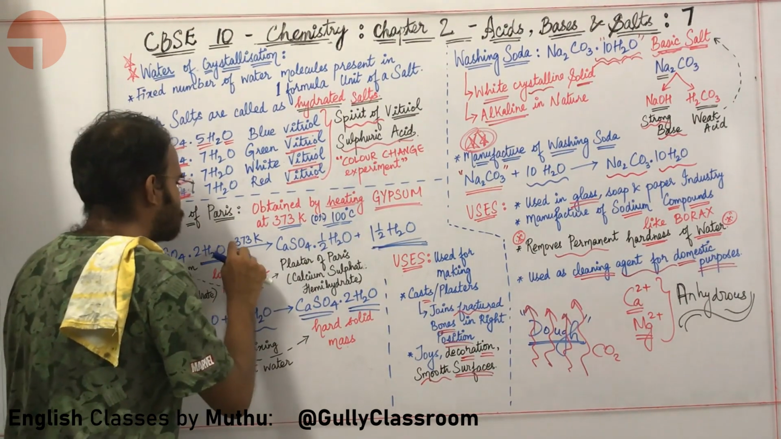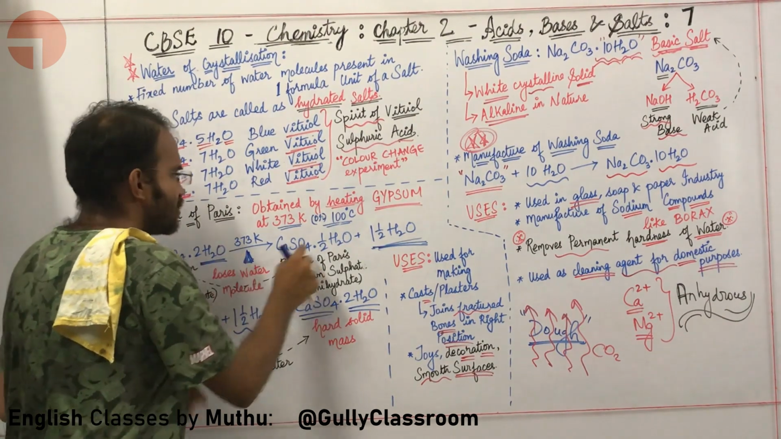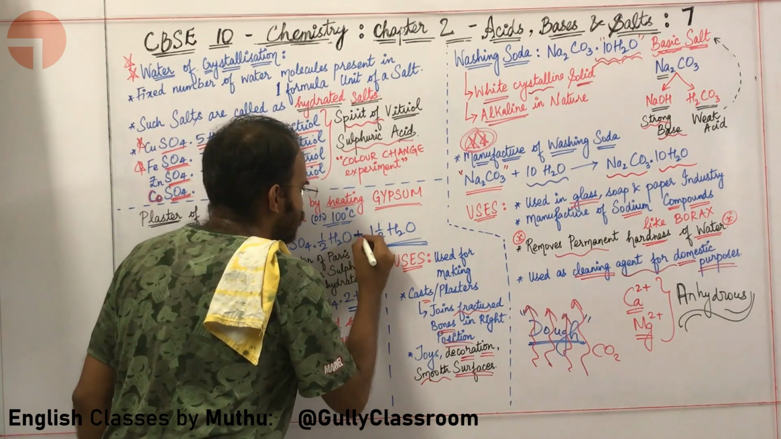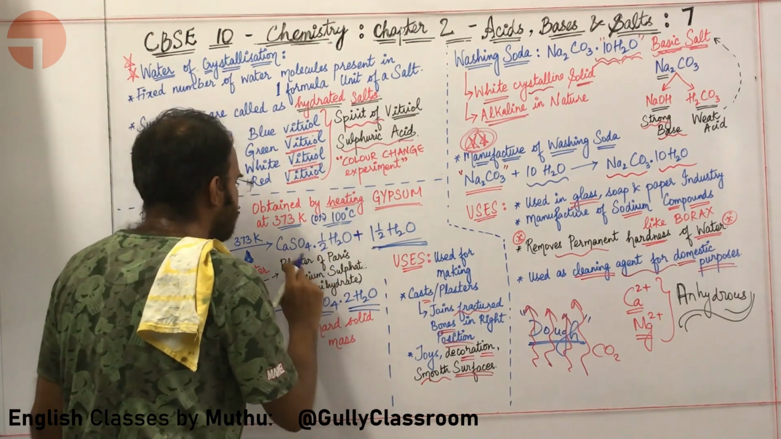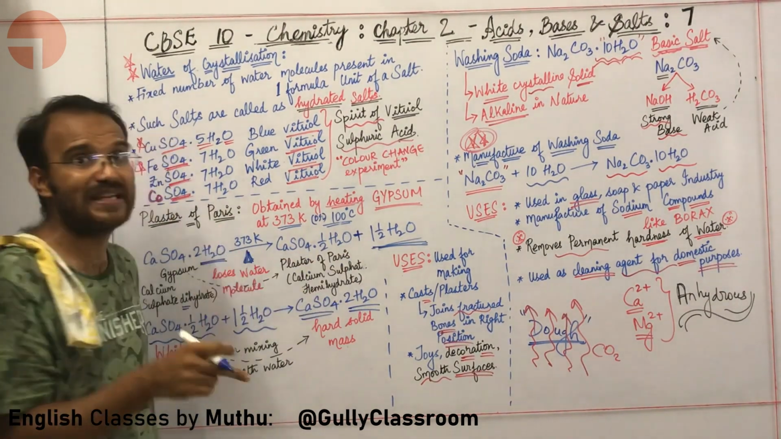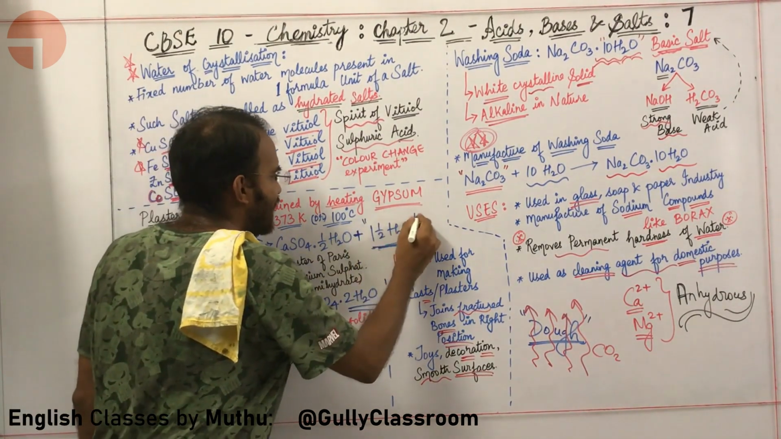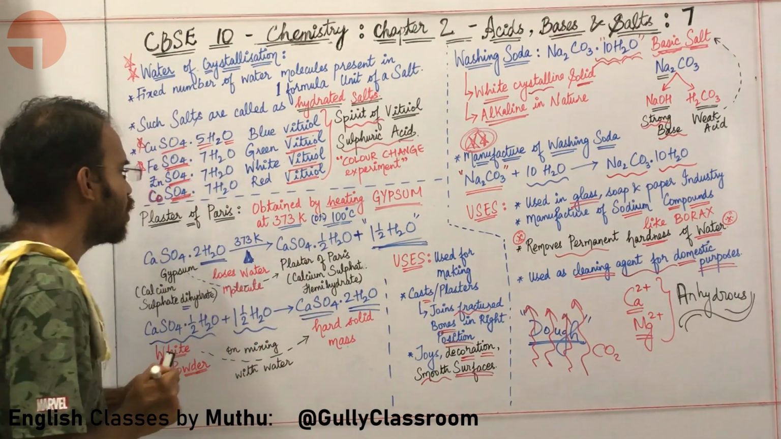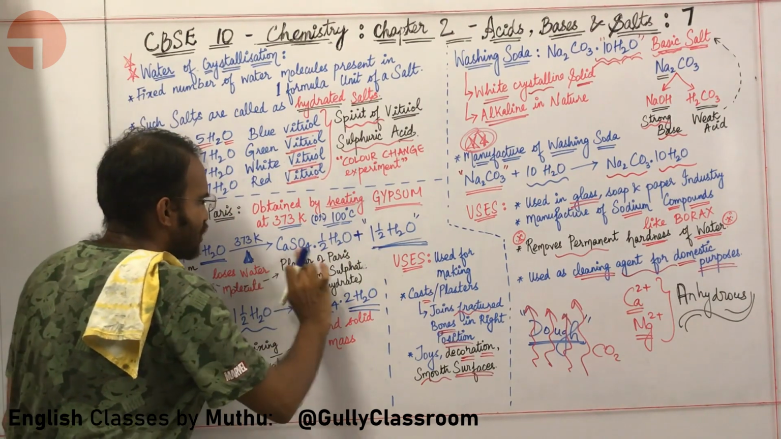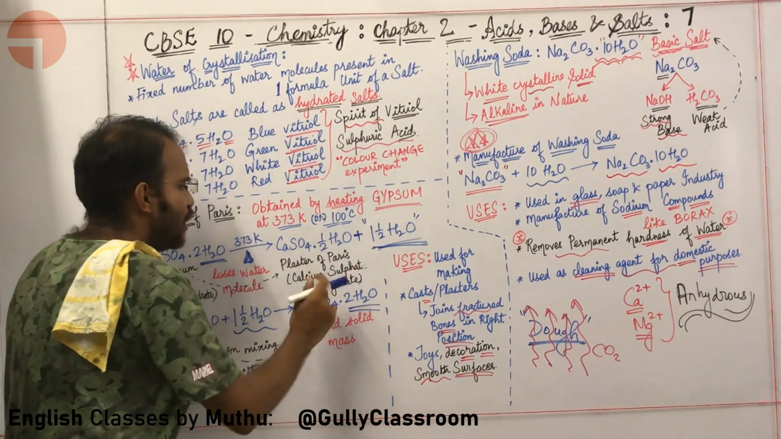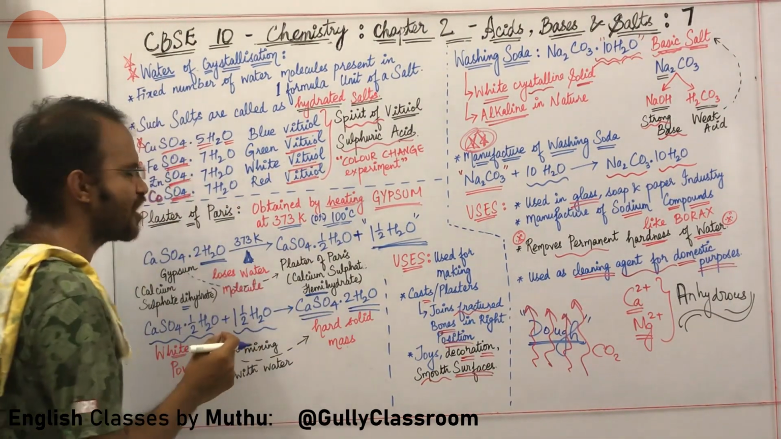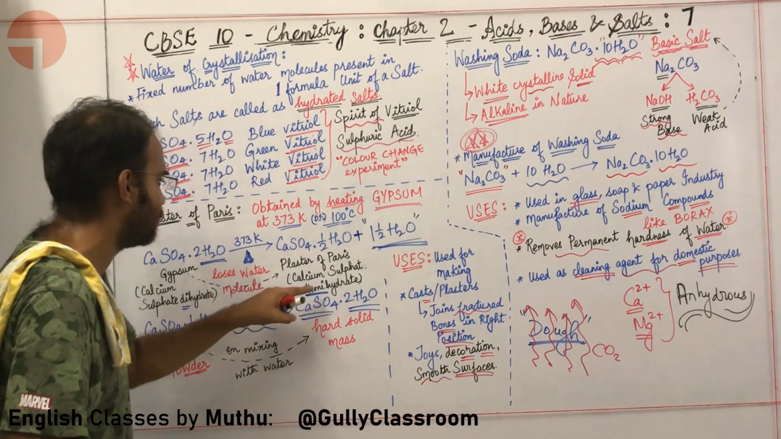So when I am heating this to 373 Kelvin, it loses 1.5 molecules of water, and it forms CaSO4.0.5H2O. Here gypsum has lost exactly 1.5 molecules of water. CaSO4.0.5H2O is Plaster of Paris. Plaster of Paris chemical name is calcium sulfate hemihydrate. You will represent half with the word hemi. So the chemical name of Plaster of Paris is calcium sulfate hemihydrate.